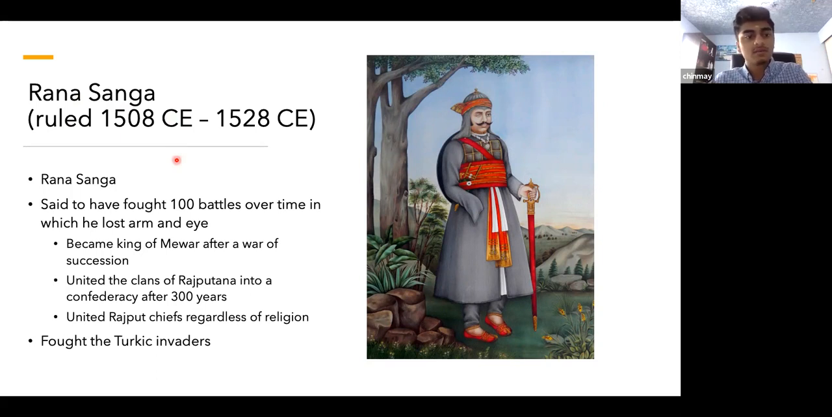What Rana Sanga did that was very important and crucial was that he united all the clans of Rajputana into a confederacy, which had not happened for 300 years. It happened before, earlier in the Turkic invasion era, but after that, the Rajputs had broken apart. So he united the clans of Rajputana. He united the Rajput chiefs, regardless of their religion or certain beliefs, and he created a Rajput identity in which everyone could feel a part and be proud. And he was regularly fighting the Turkic invaders as well.